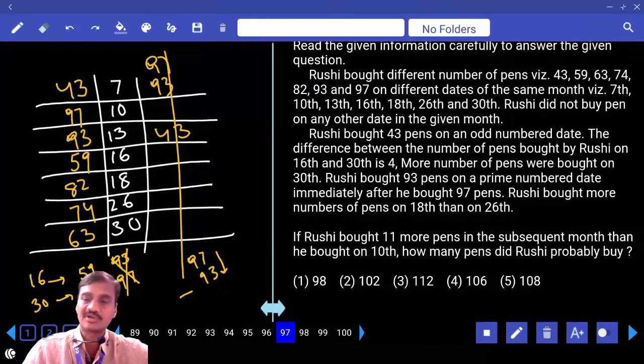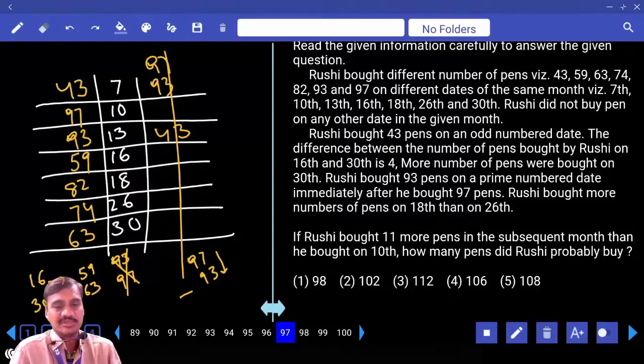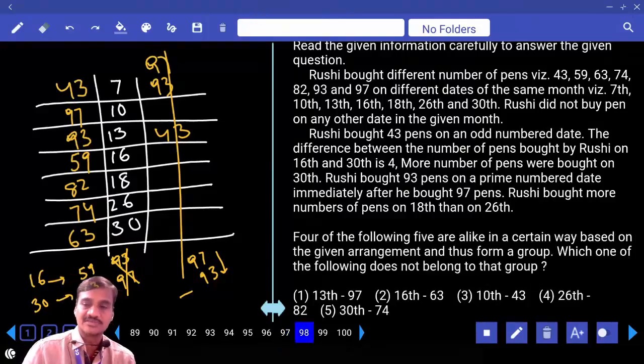And if Ruchi bought 11 more pens in the subsequent month than he bought on 10th, that means 11 more than 97. 97 plus 11 is how much? 108. 108, that is choice 5, 97.